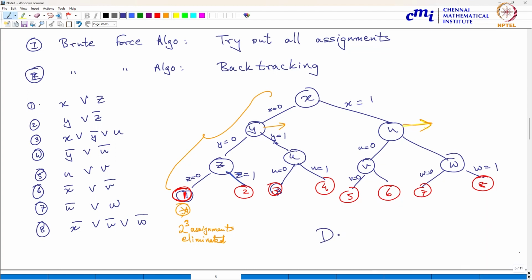And this is commonly referred to as the DPLL algorithm, which is a merger of 2 different algorithms. There's the Davis-Putnam algorithm and there's the Davis-Logemann-Loveland algorithm. But basically, it's a kind of backtracking.